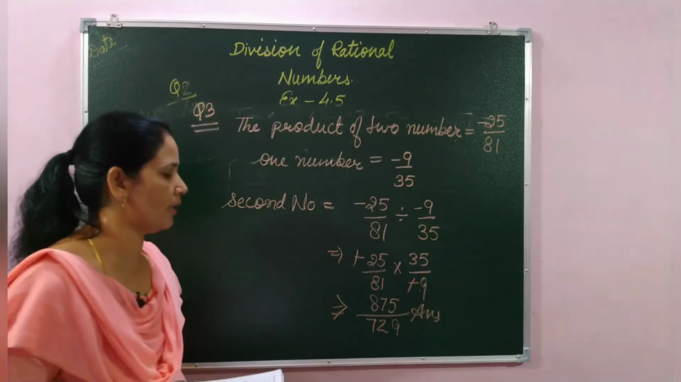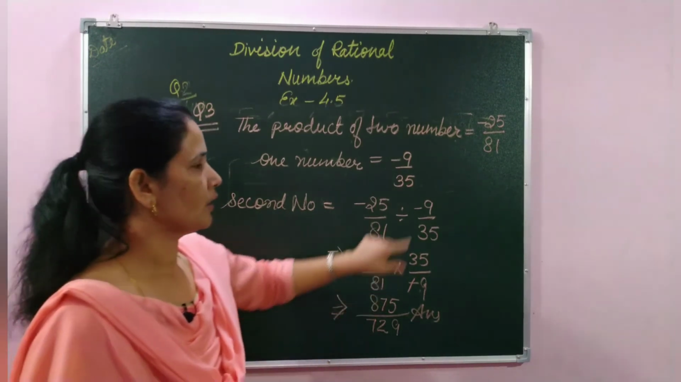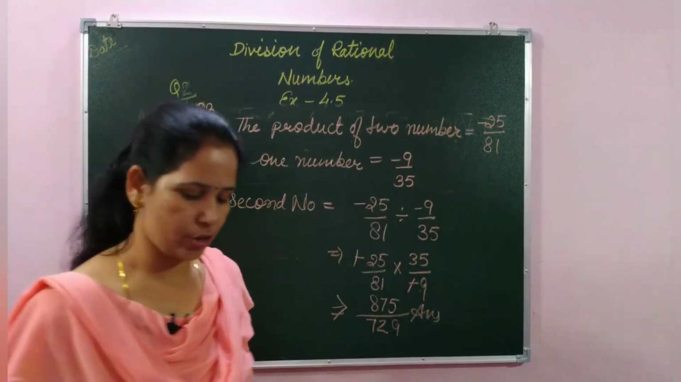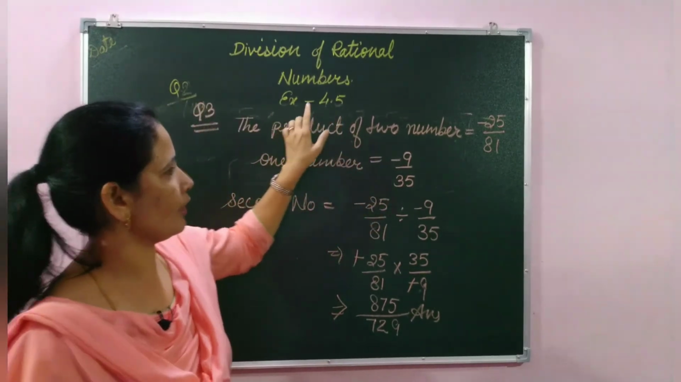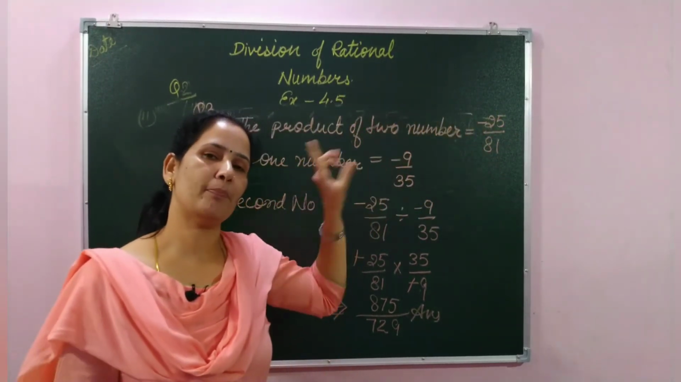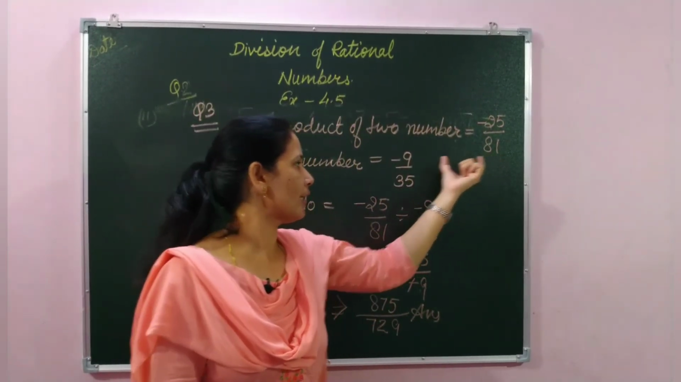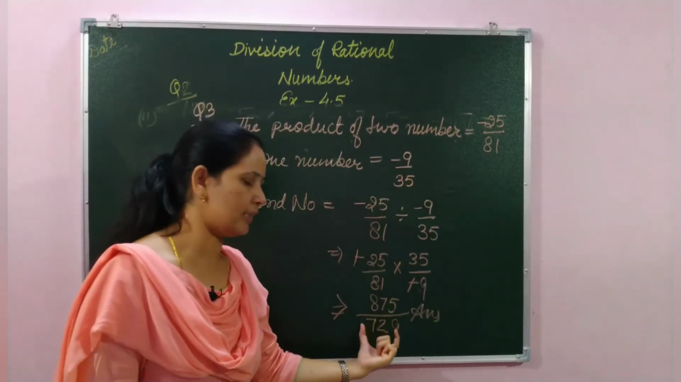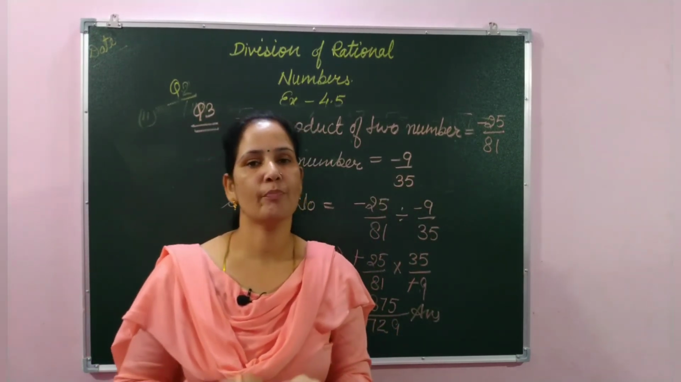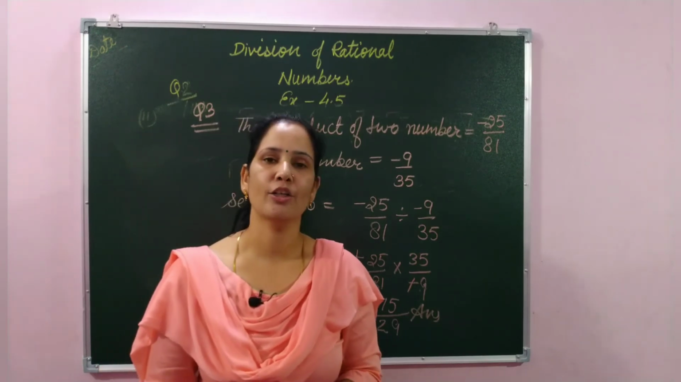So this answer we get from here. The first number, the second number is this one. Okay, I repeat again this question. In this question they have given the product of two number, and out of one number is given. So the total product divided by the one number, then we get the answer. Same is our question number 4, that you have to try by yourself.